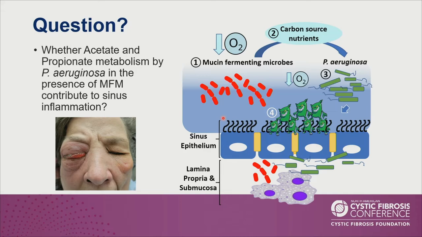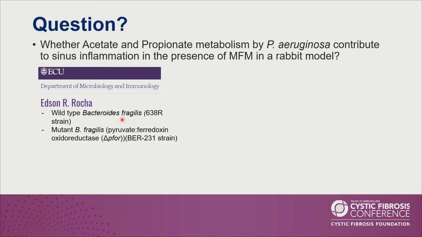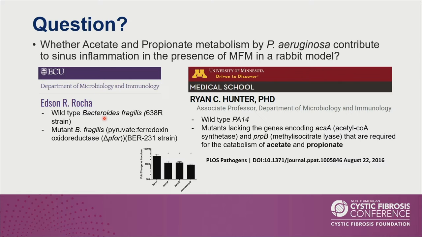So to answer this question, I need some mutants. So I got the mutants. We're not talking about a mutant B. fragilis, but I got this B. fragilis from Dr. Edson Raj from East Carolina University. And I also got the PA14 mutant from Ryan Hunter from the University of Minnesota. So we have a wild type PA14 and also a mutant PA14, which doesn't utilize acetate and propionate.